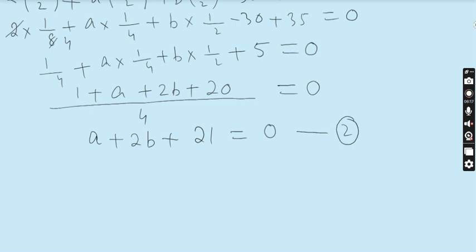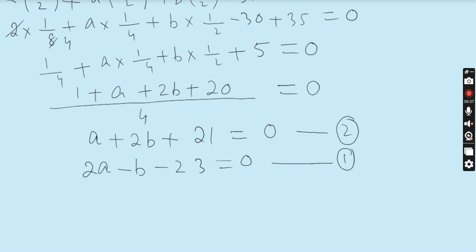And what is your equation number 1? It's 2a minus b minus 23 is equal to 0. You have already obtained this equation number 1. Now solve these two equations simultaneously.